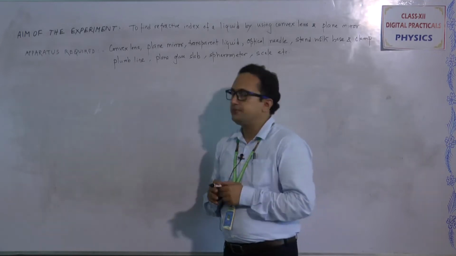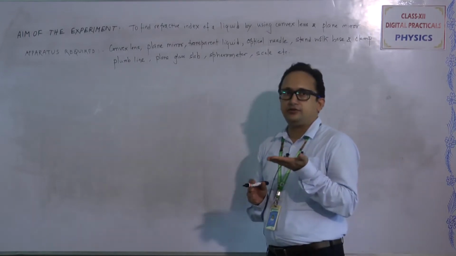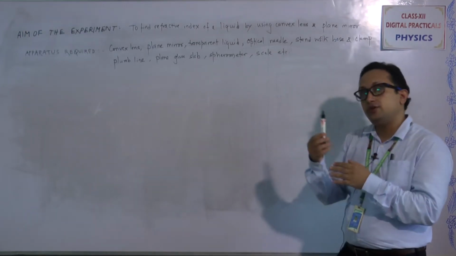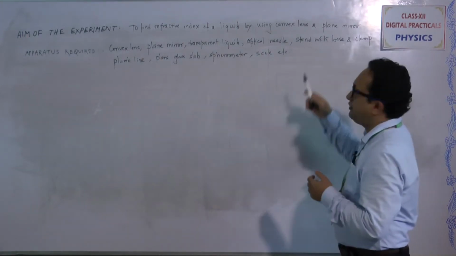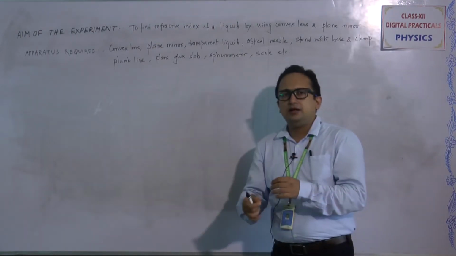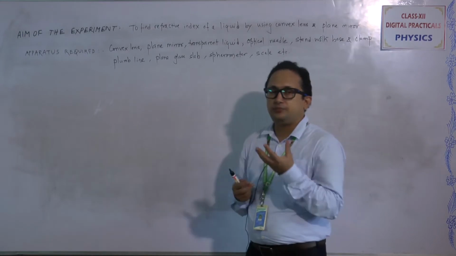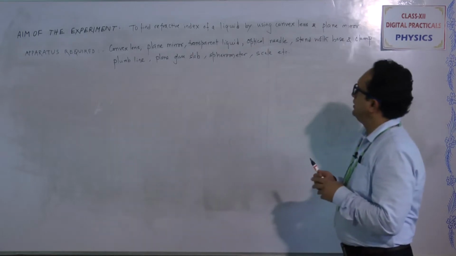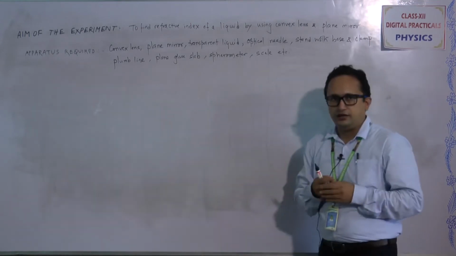We need a convex lens, we need a plane mirror, we need that transparent liquid whose refractive index is to be calculated or determined. Then we need an optical needle, the kind of thing that you have already seen in an optical bench, which acts like an object. And then we need a stand with a base to hold on the needle. Then we need a plumb line, a scale is also good enough. We also need a spherometer. The spherometer will be required to determine the radius of curvature of the lens. This is a particular experiment that we usually do in class 11. And then of course a scale.